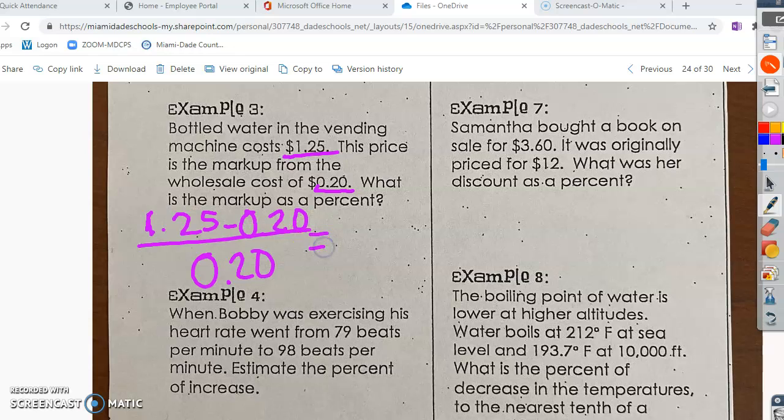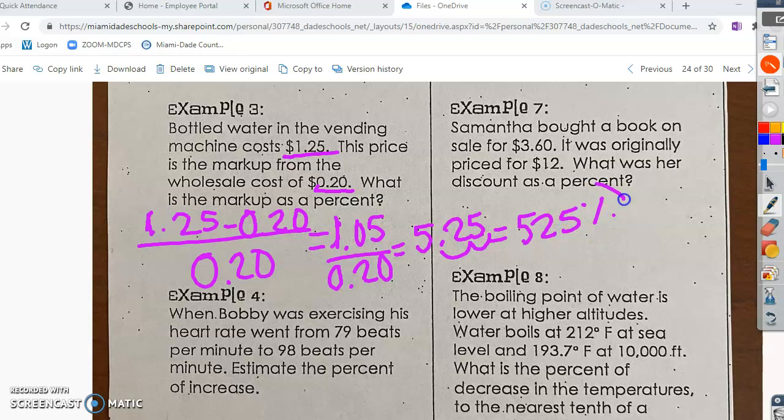So let's go ahead and find the difference, which is $1.05 divided by 20 cents. Don't forget those decimals. And once we do that, we should be able to get 5.25. But if we move the decimal 2 places to the right to convert it to a percent, we find out that the price increase was 525% for these water bottles.